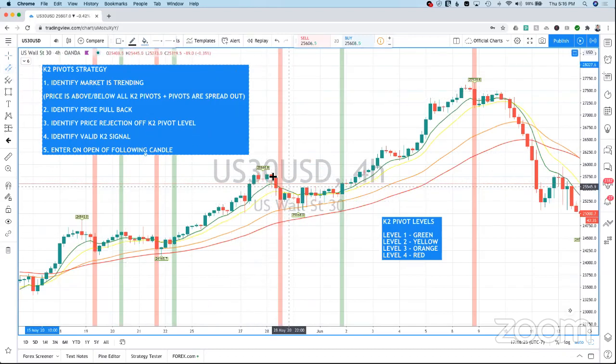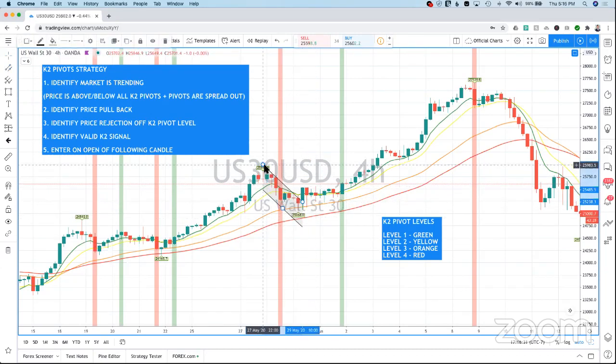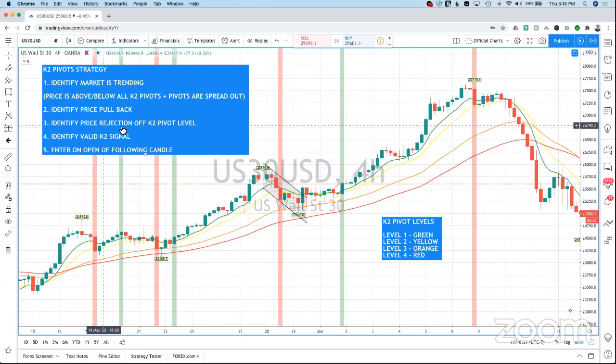I'll just draw this so you guys have better visualization. So this is a little pullback right here, in the opposite direction of the trend. And next, you want to identify price rejection off a K2 pivot level. Depending on which level you see the rejection, obviously the higher the level, the stronger the rejection, because you can see right here, price barely rejects off this pivot level here, but as it rejects off, it just keeps pushing up.